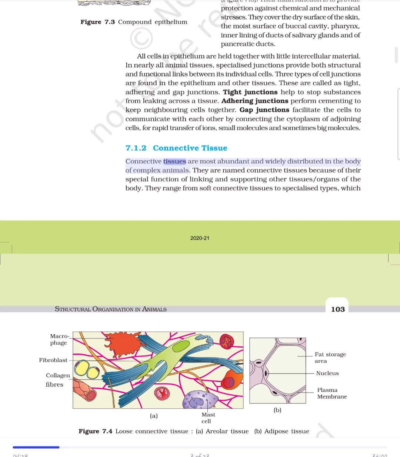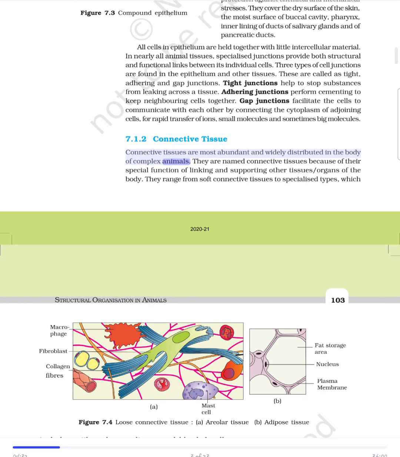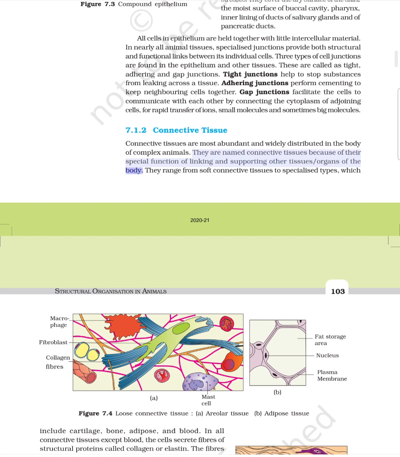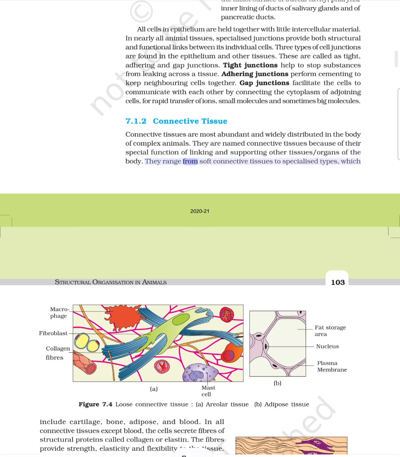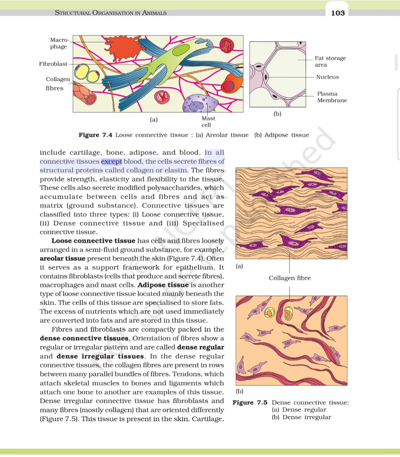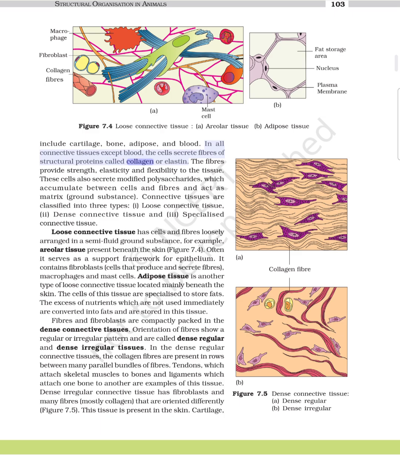7.1.2 Connective tissue. Connective tissues are most abundant and widely distributed in the body of complex animals. They are named connective tissues because of their special function of linking and supporting other tissues, organs of the body. They range from soft connective tissues to specialized types, which include cartilage, bone, adipose, and blood. In all connective tissues except blood, the cells secrete fibers of structural proteins called collagen or elastin.